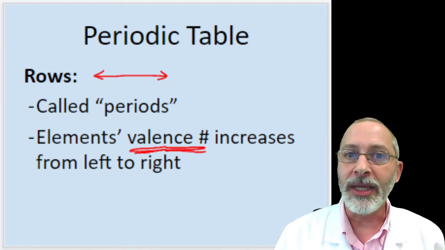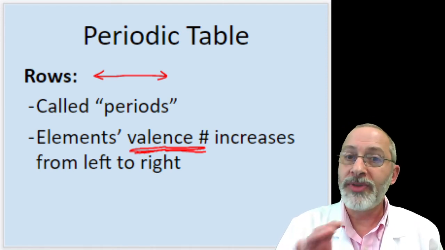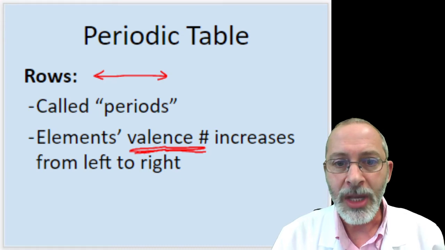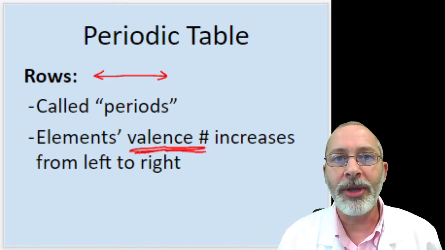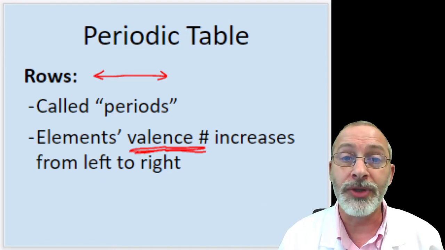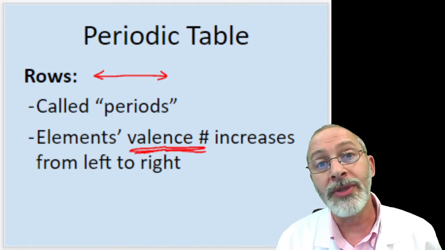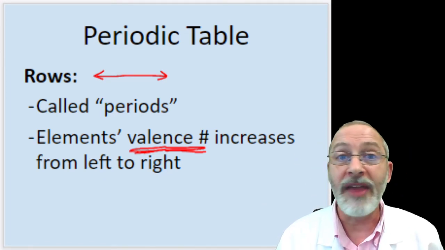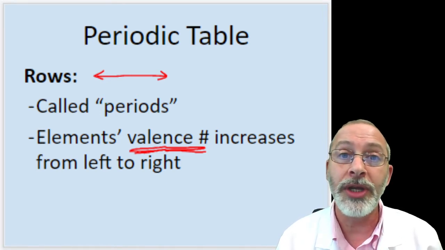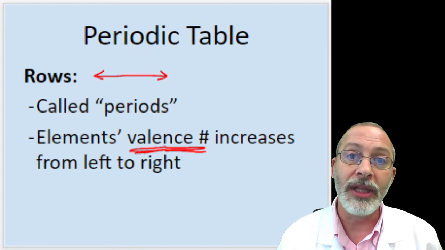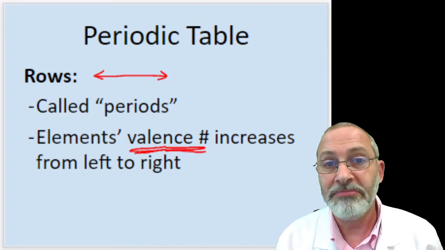But basically, what it means for our purposes right now is that the elements get bigger. From left to right on a periodic table, the smaller elements are on the left, the bigger elements are on the right. So it's like a photographer arranging a family for a family portrait. All the little guys go to the left, all the big guys go to the right, basically.